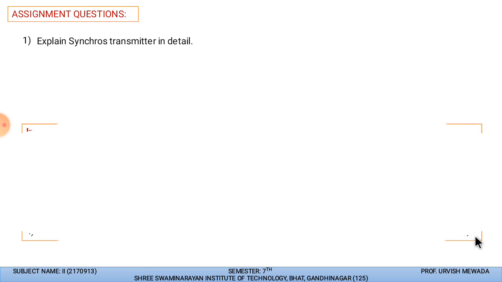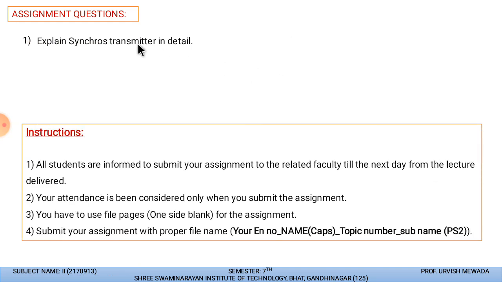Now after this we have the assignment question: explain the synchro transmitter in detail. The related instructions of this assignment are written below. Please read them carefully. You can take a snap of this slide. This is the last topic of this chapter. After this we will discuss chapter number 4, force measurement.